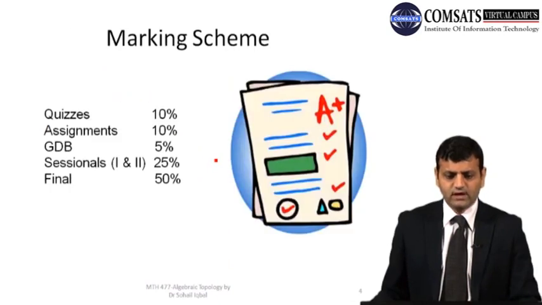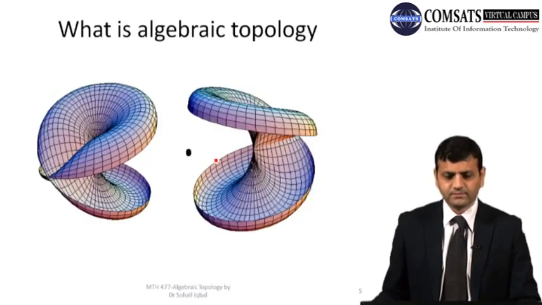This is going to be your marking scheme throughout this course. For quizzes we have 10%, for assignments we have 10%, and for GDBs we have 5%. Sessionals will be marked and their weightage will be 25%. The final will carry 50% weightage.